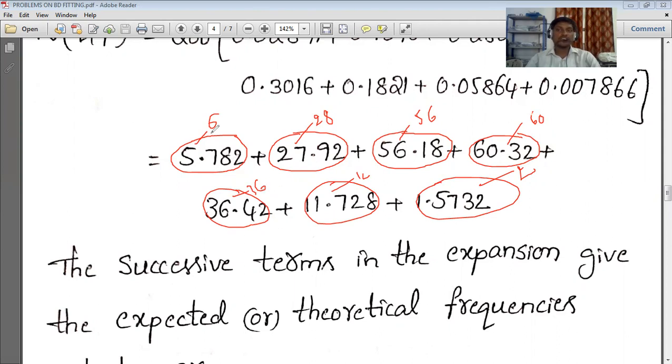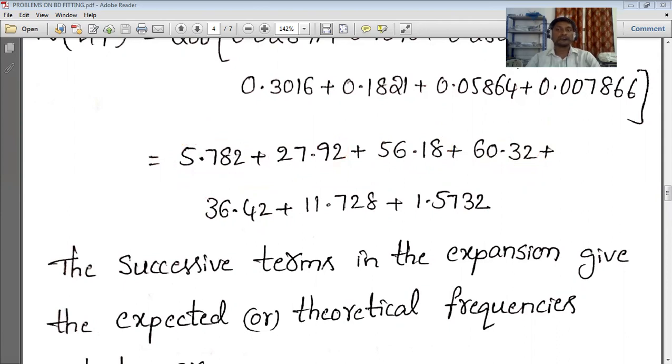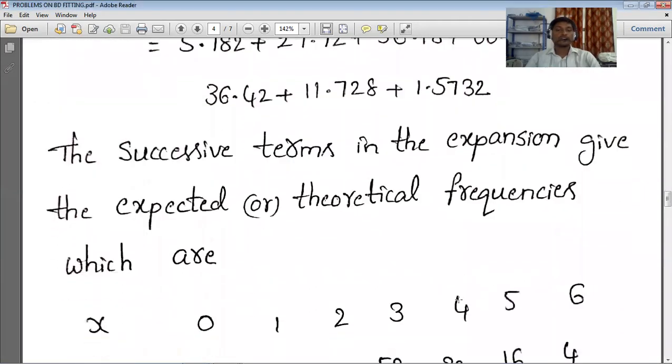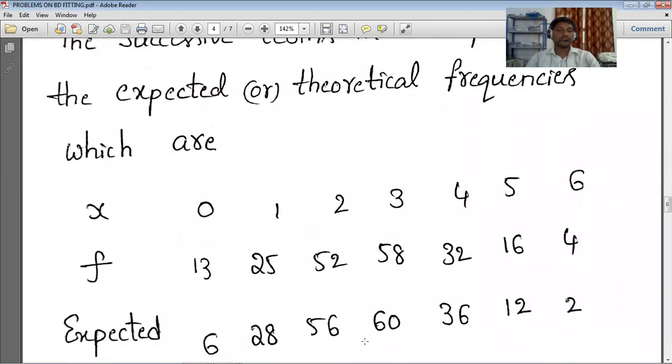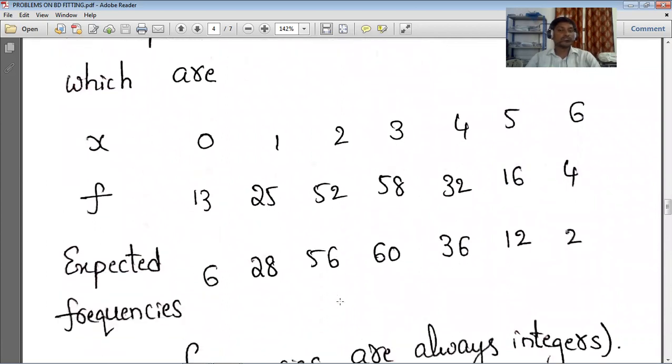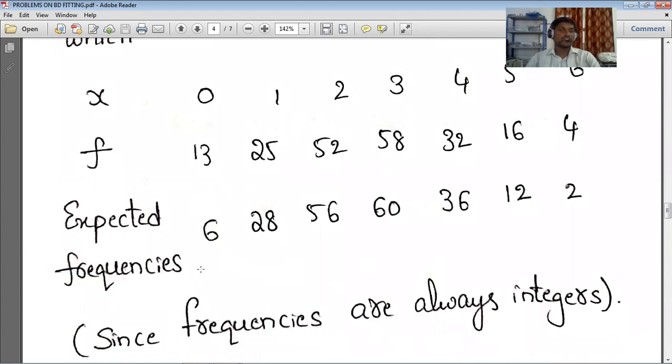That is what we are going to write here: 6, 28, 56, 60, 36, 12, 2. Why? Because frequencies must always be integers, so we round them. If it is 0.5 or above, we go to the next digit, and check which is nearer. So here it is 32, 36; 58, 60; 52, 56; 25, 28. Like this.